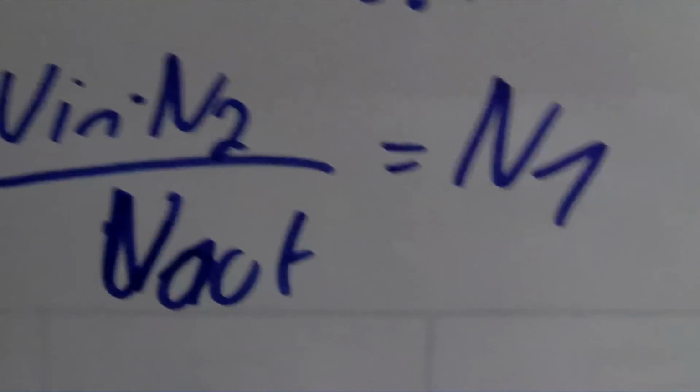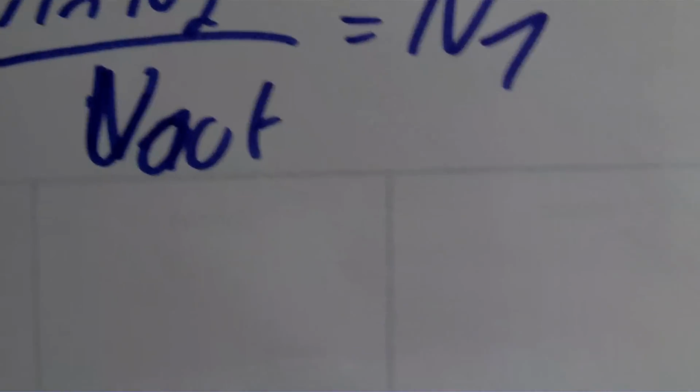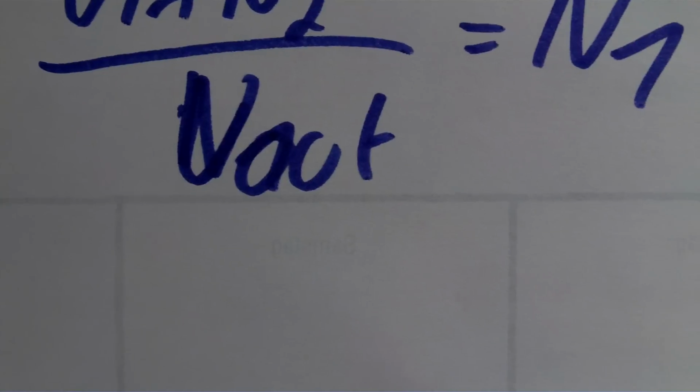So u in times n2 divided by n1. No, sorry, u out. Now this is n1, and we have some numbers for our values. Put them in here.